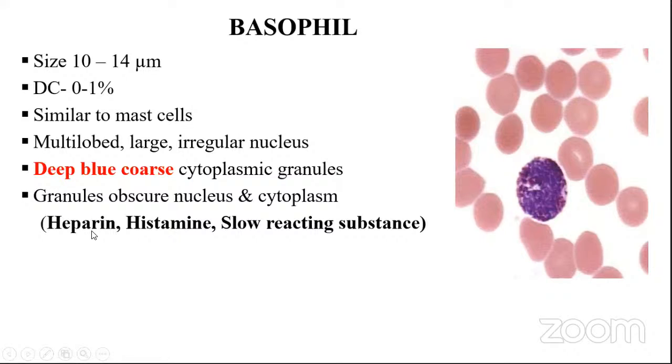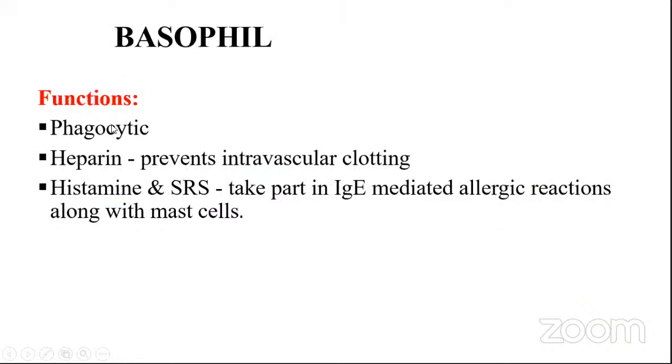Remember, there can be a tricky question based on the granules which are present here, the contents of the eosinophil and the basophil. So in the basophils, it is mainly the heparin, histamine, and slow reacting substance. Okay, slow reacting substance. So mainly it is phagocytic.